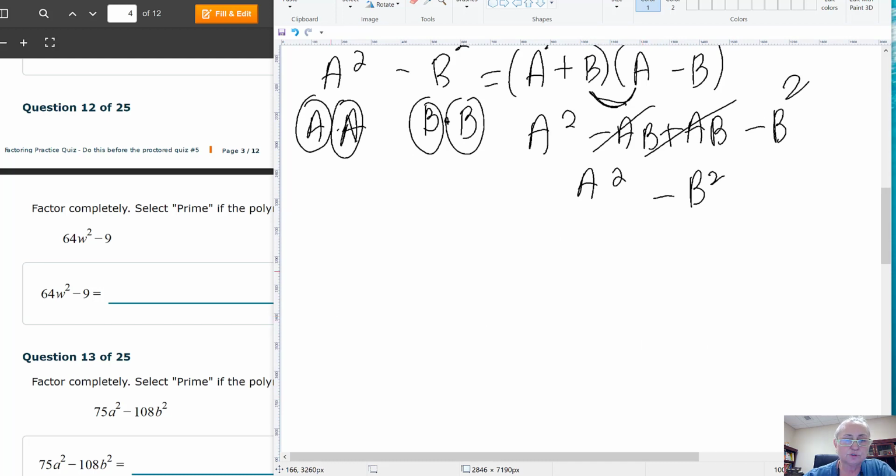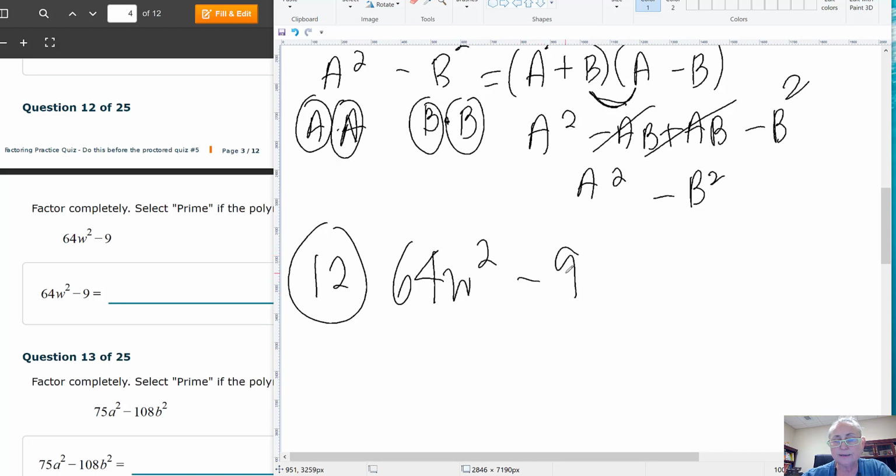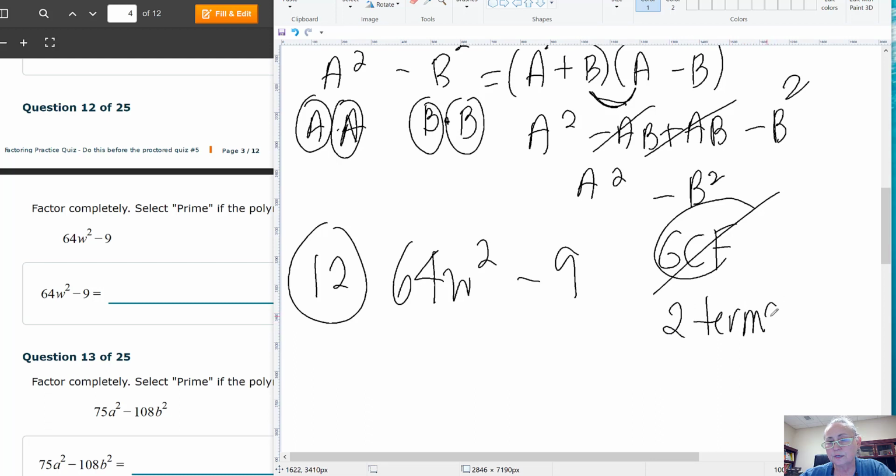So if we have one like number 12, 64w squared minus 9, first of all, we look for greatest common factor. Nope, no greatest common factor. We count the terms. It's 2 terms. That means it has to fit a pattern, and the first pattern is the a squared minus b squared. So look, this is 8w times 8w. And if you can't come up with two numbers that are just alike, then you don't have a perfect square and it doesn't fit this pattern.